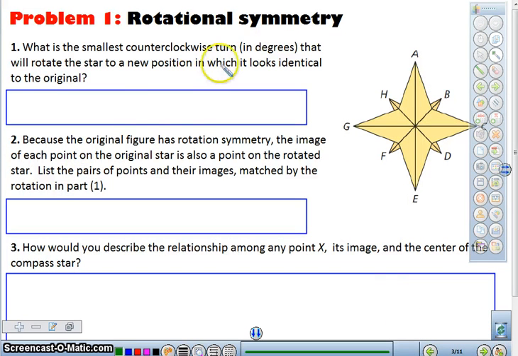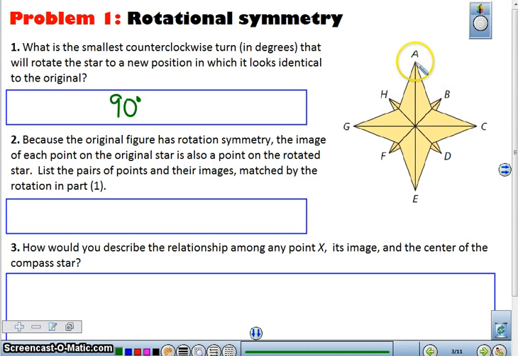What is the smallest clockwise turn in degrees that we can rotate the star to a new position so that it will look the same as the original? We want to look at the smallest rotation we can do, and that should be 90 degrees, where we get A to meet up with C. So that turn would be 90 degrees, either this way or this way. This is our clockwise and counterclockwise.